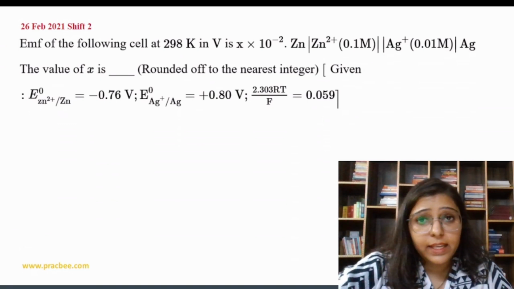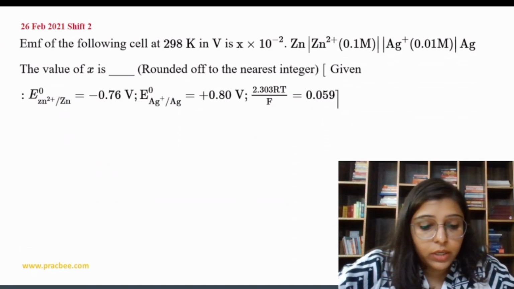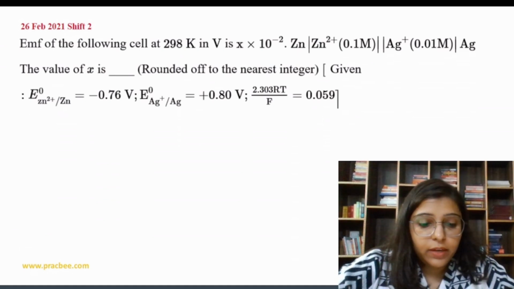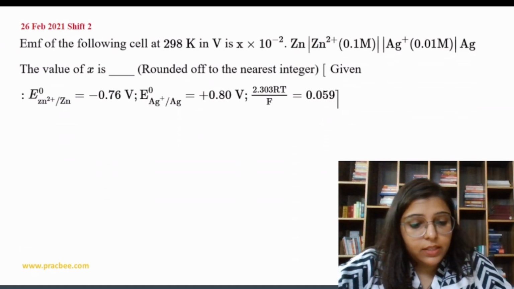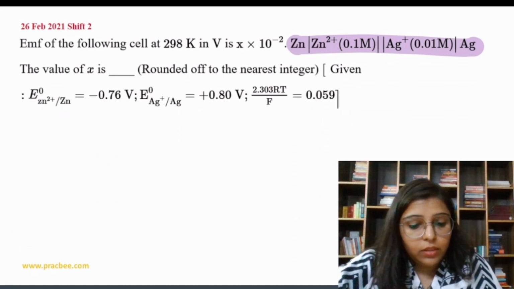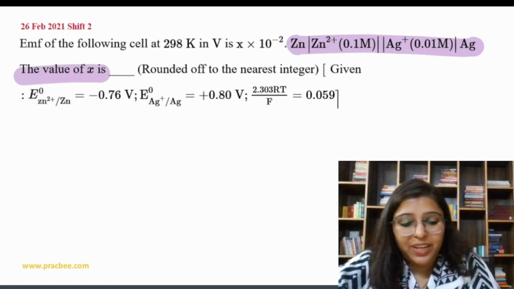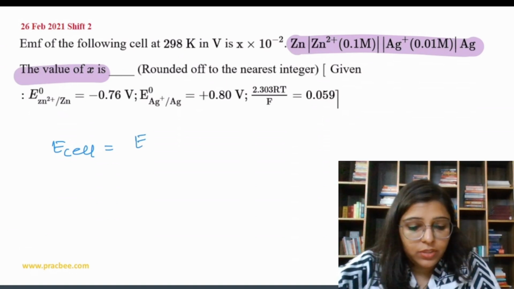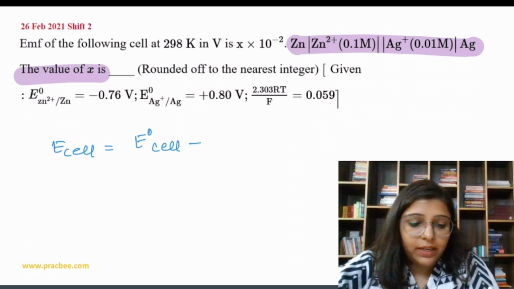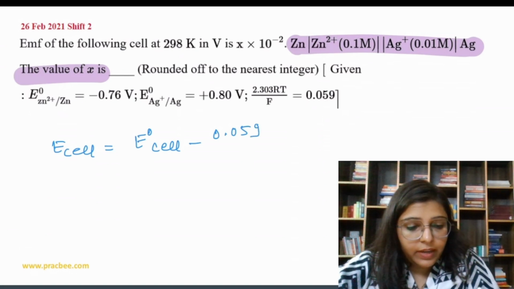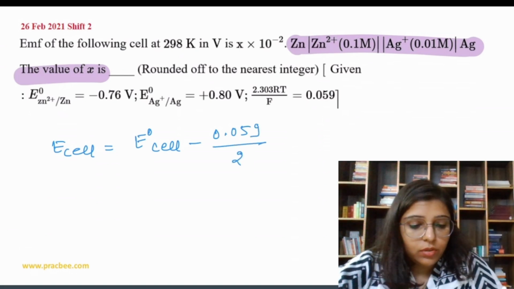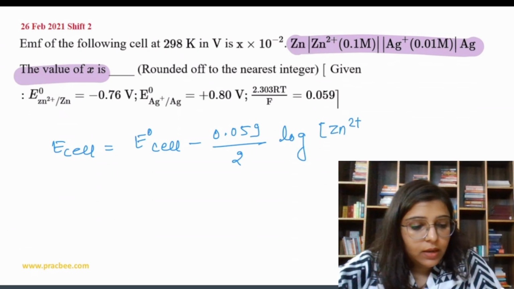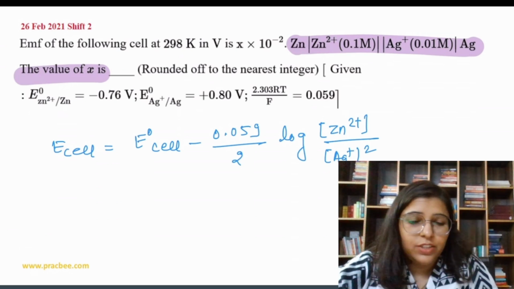EMF of the following cell at 298 Kelvin in volt is x into 10 to the power minus 2. So we have this reaction. The value of x we have to find out. It means you have to find out E cell. So what you need to do? You have to use the Nernst equation: E naught cell minus 0.059 upon 2 log concentration of Zn2+ upon concentration of Ag+ whole square.